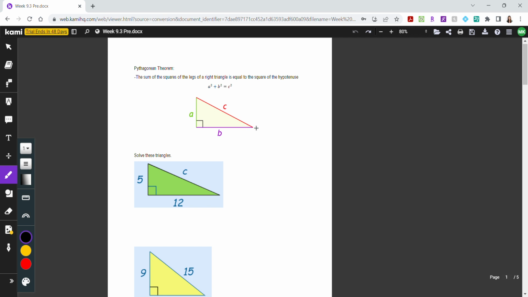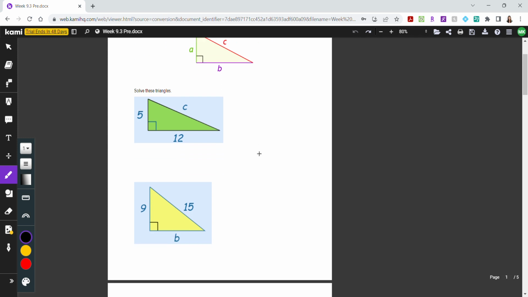Now, essentially, what that statement translates to as an equation is a squared plus b squared equals c squared, right? Because a and b are the legs of our right triangle and c is our hypotenuse. So we are squaring them to find one of the sides that we're missing. And right now we're going to see how that is applied.